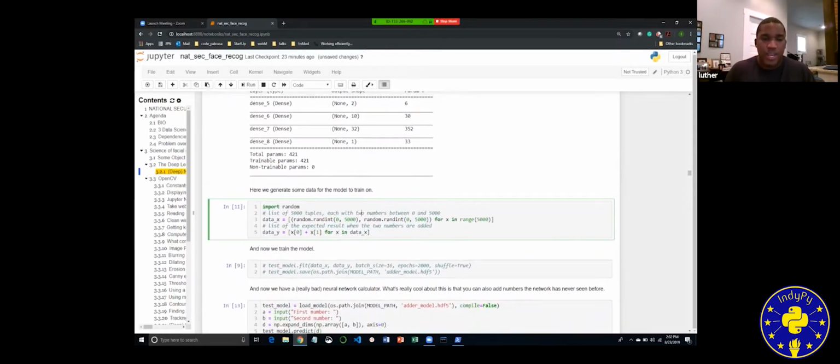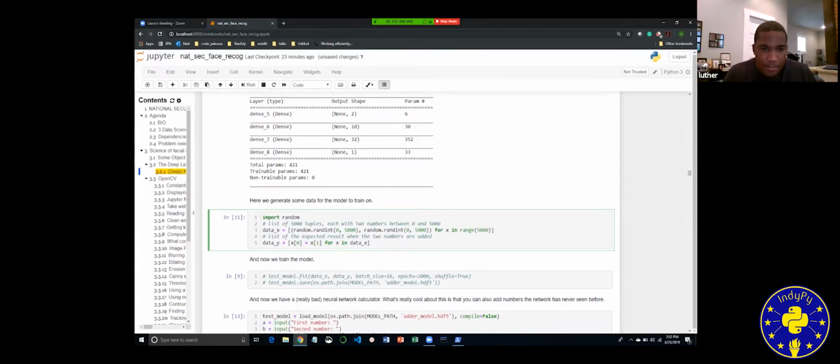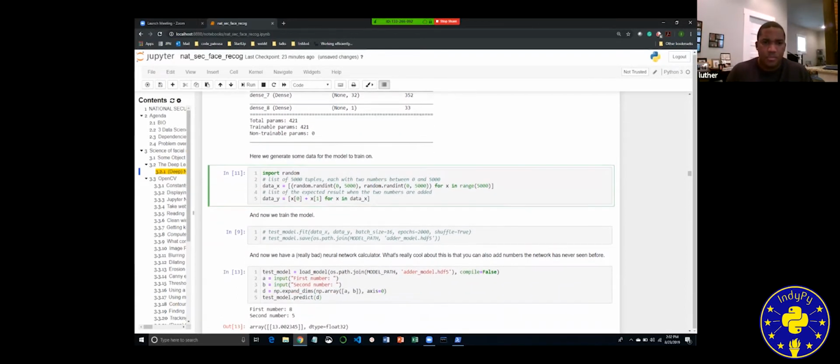Now we're going to train our model. We're going to do basically 2,000 iterations of numbers between 0 and 5,000. We're going to teach the computer how to do addition. Let's run it. Just like that, we've trained our model.